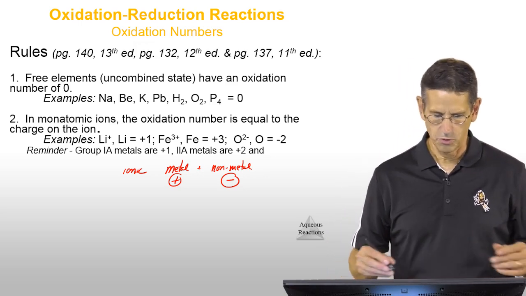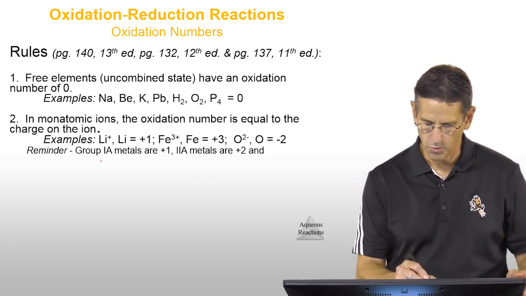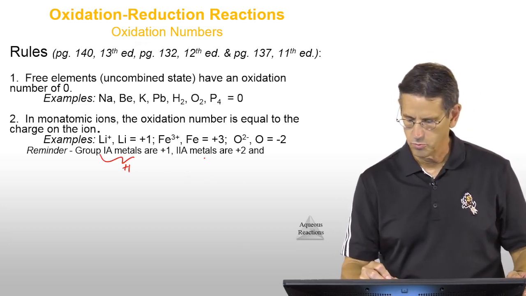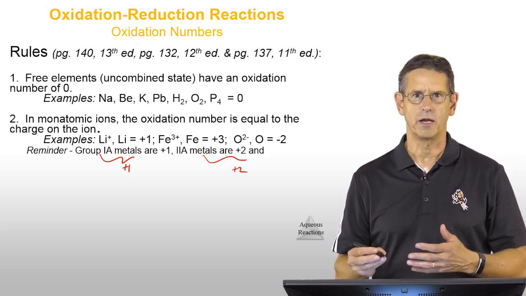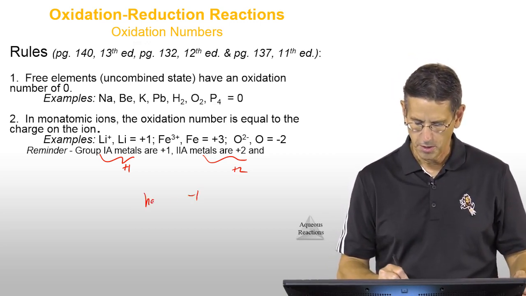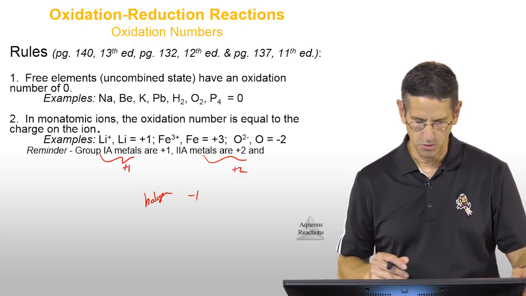Okay, so you know about the groups, group 1, group 2. Group 1 is going to be a +1, group 2s are +2. Remember, the halogen groups in ionic compounds are always -1. So you've got to keep this in mind when you're assigning these oxidation numbers.